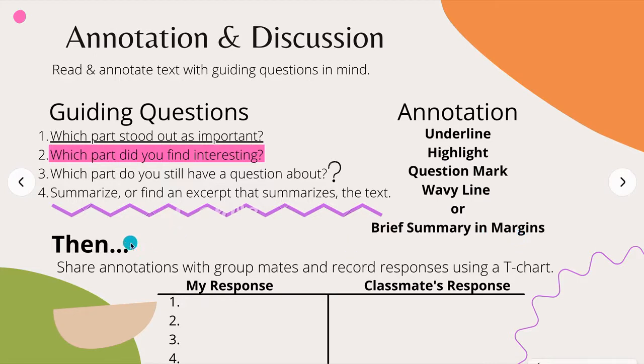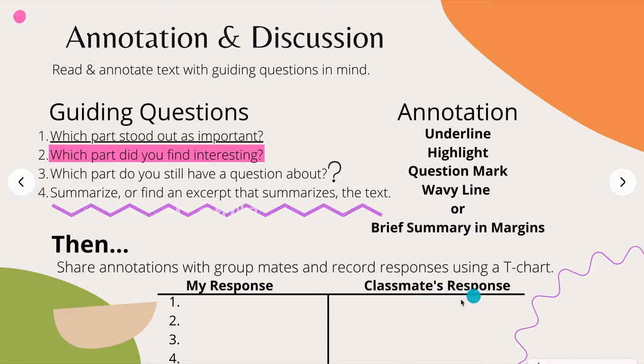Then, after you've made all your annotations, get with a partner or a group and share your findings. Then record your answers and at least one answer of a classmate's using a T-chart. Here you can see the model. You have your 1, 2, 3, 4 guiding questions and your responses to those. And then you'll record on the other side the responses of a classmate's.